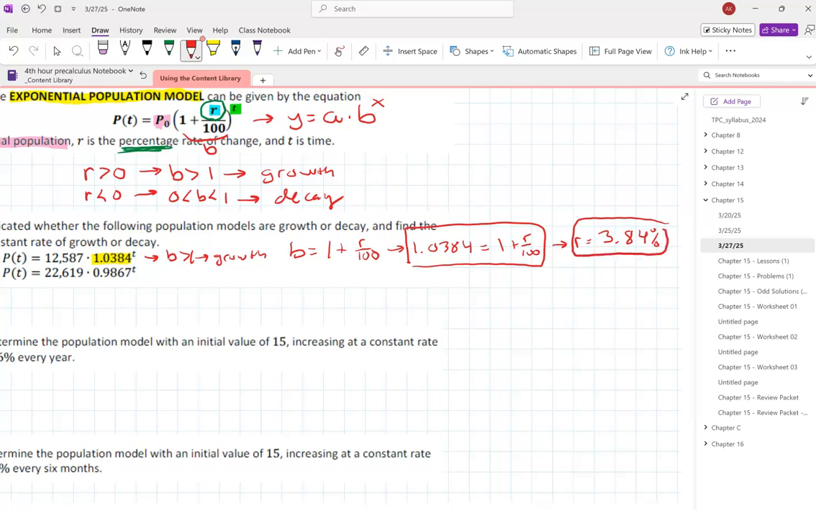And again, if I wanted to, instead of looking at the B in the beginning, I could use the R at the end to tell it was growth. If I didn't look at the B at the beginning, it's fine. I don't have to do that. I could just look at the R at the end, and that would tell me growth also. We feel okay there?